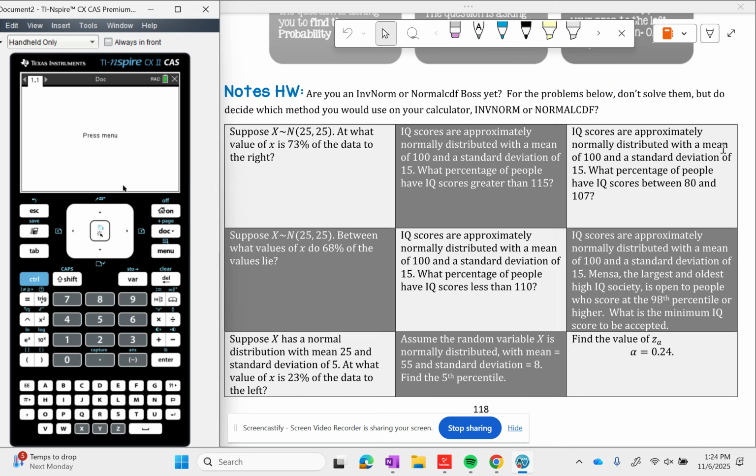Find the value of z sub a. That means the z-score that corresponds to the curve where 24% of the data is left with a. Z-scores are always inverse norm. Okay, we always use inverse norm to figure out z-scores. Good job. Okay.